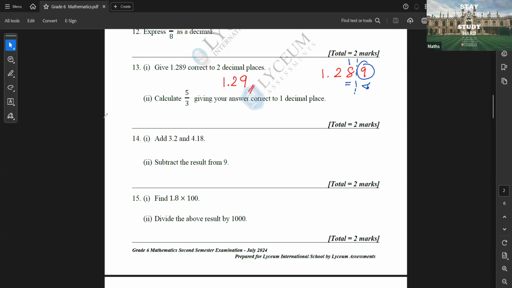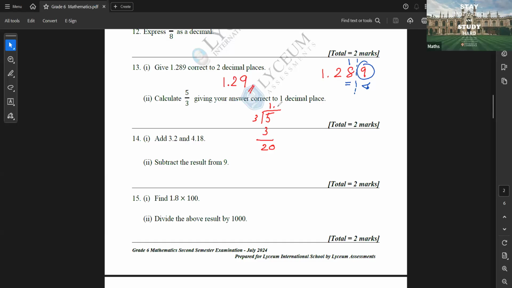Rounding. We have done a lot of questions in our classes. Here is the second question, I'll keep this brief. Calculate 5 over 3, giving your answer correct to 1 decimal place. You can divide 5 by 3. 5 is how many 3s? 1. 1 times 3 is 3. Here the remainder is 2.